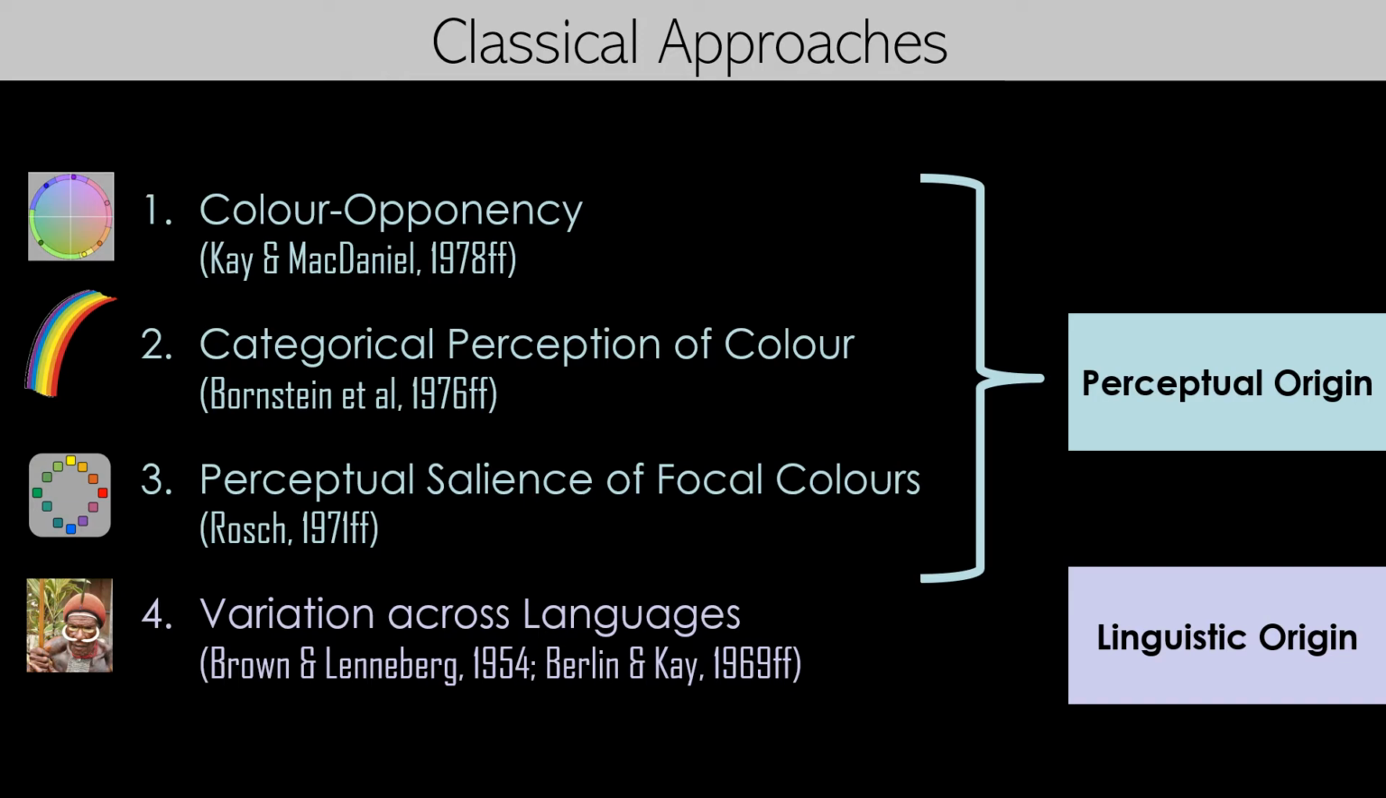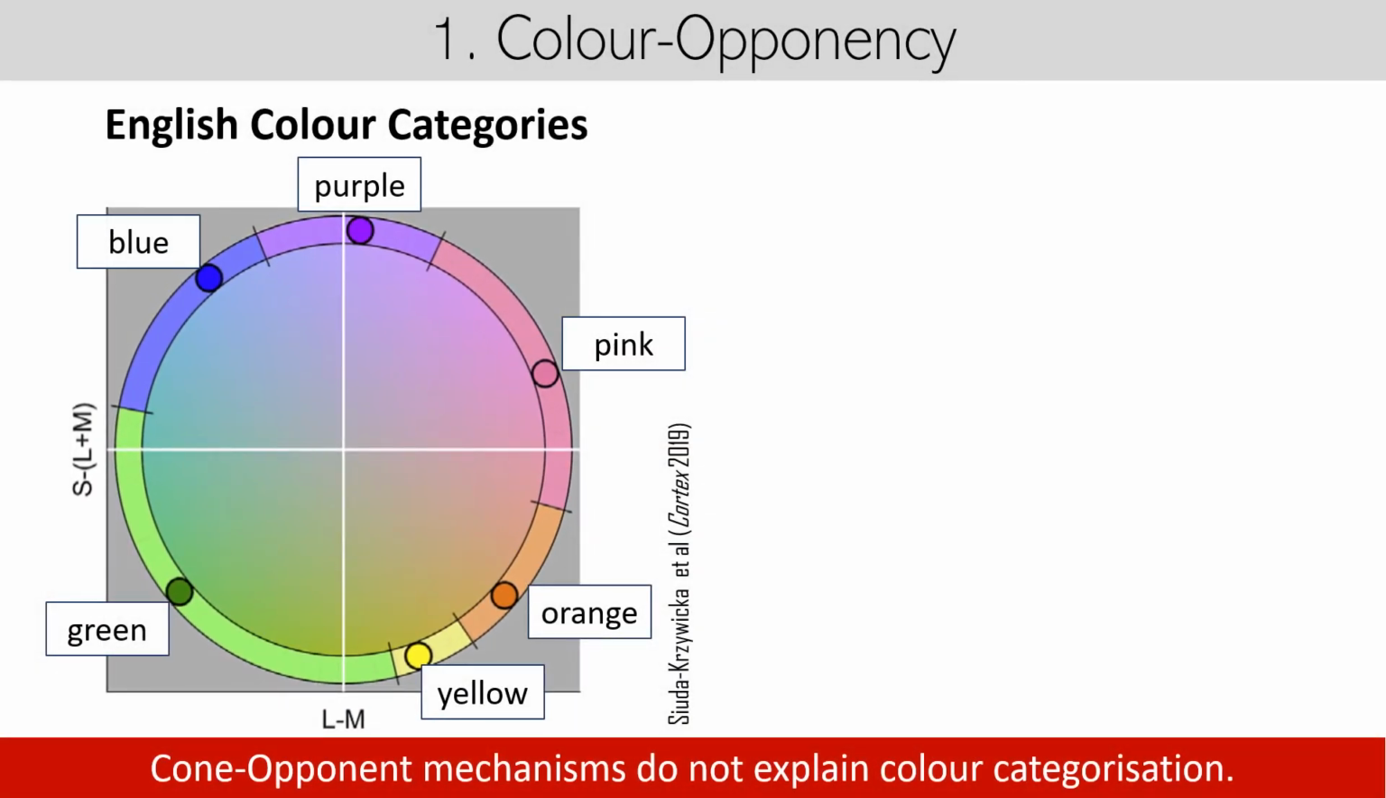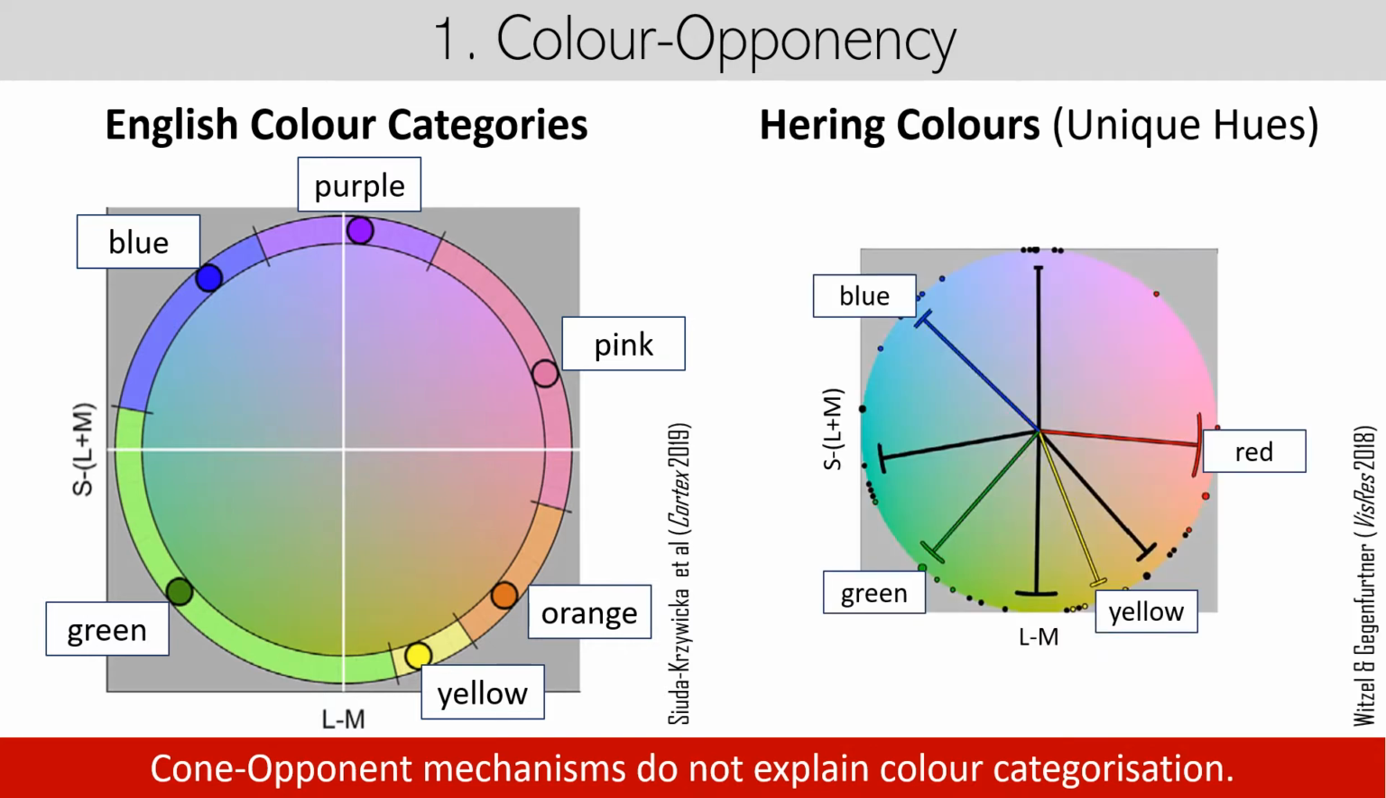Let's start with color-opponency. Opponency is a fundamental principle of color perception. We know the cone-opponent mechanisms so precisely that we can model them as shown by the diagram here. However, color categories do not align with cone-opponent mechanisms. This is also true if we focus only on the so-called Hering colors, red, yellow, green, and blue, shown on the right here. So cone-opponent mechanisms cannot explain color categorization.